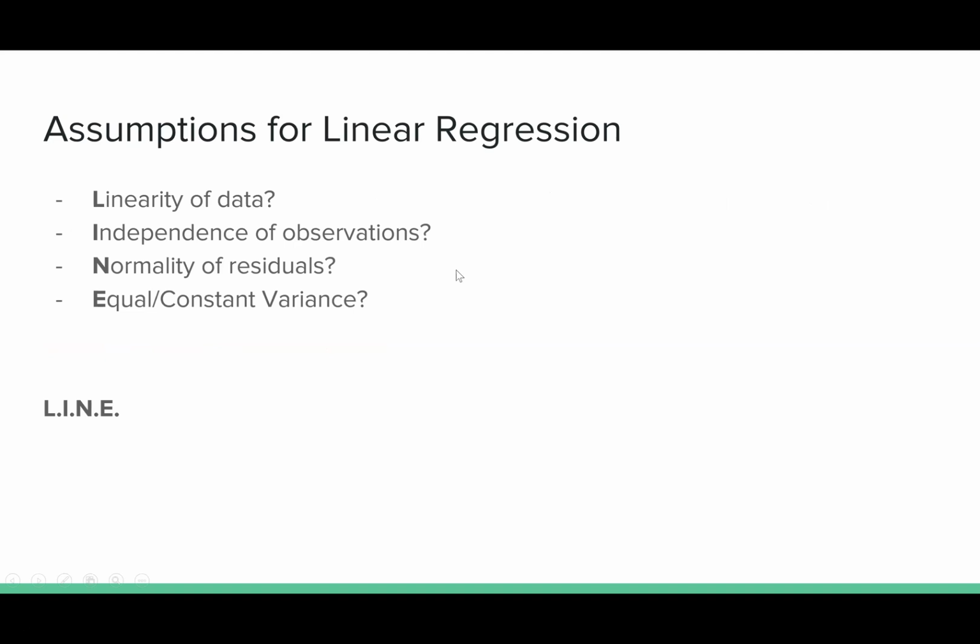Luckily, when we do simple linear regression, when we fit a line to some data, our actual assumptions are LINE: linearity of the data, independence of the observations, normality of the residuals, as well as equal or constant variance, where the LINE is going to come into play. So we're going to need to check each of these things with our data set.